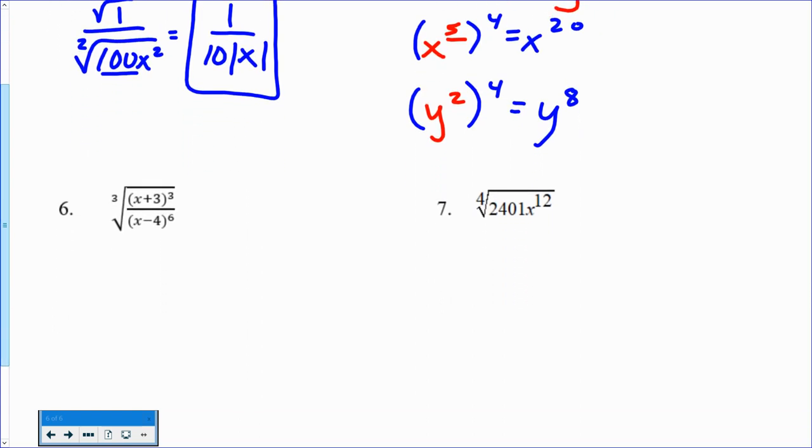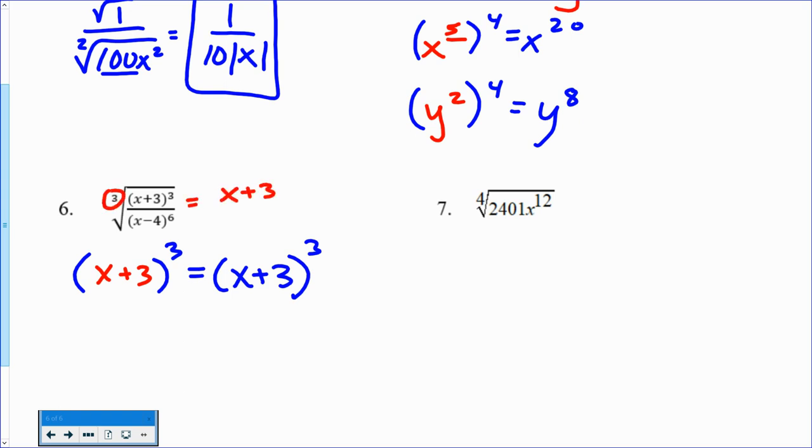Okay, for number 6, throwing in something just a little bit more interesting. So you're looking for, I don't know if this is a good way to write it, what to the 3rd power gives you x plus 3 to the 3rd power? Well, that would be x plus 3. I had an odd index, so I'm not going to have to worry about absolute values for this problem.